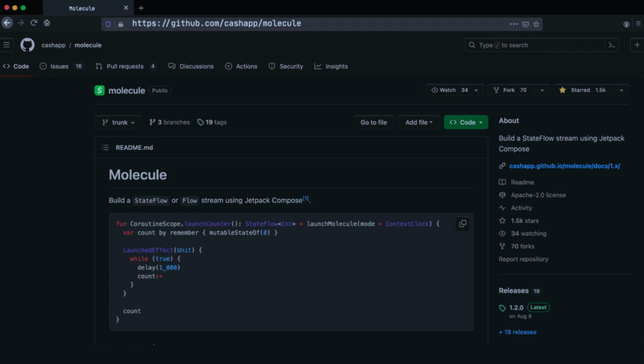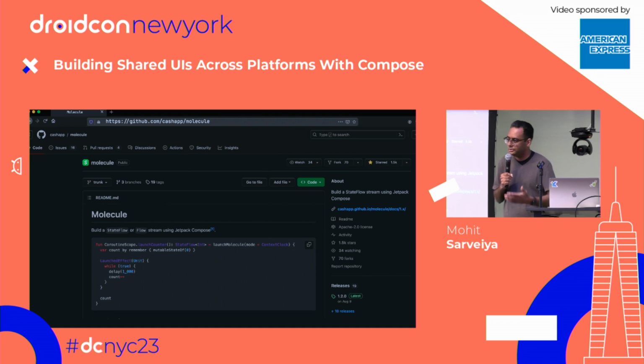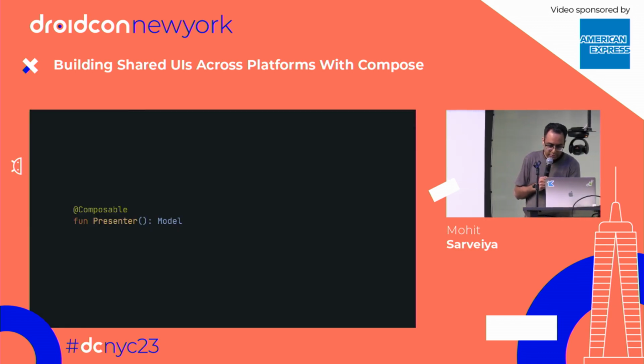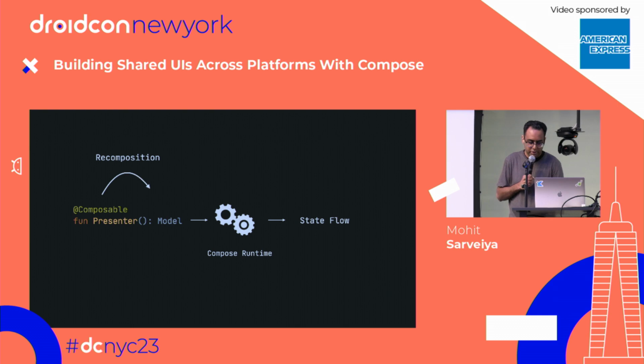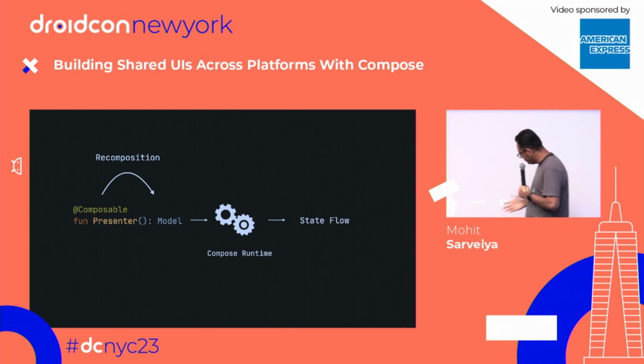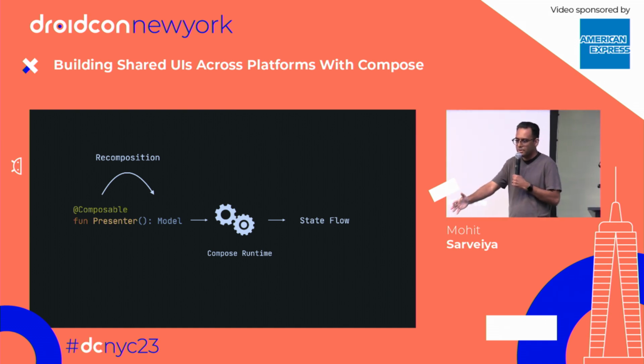This library allows you to create a stream of UI states that I want to show to the UI. And why did I include this? Because it has multiplatform support. You can use it on iOS, you can use it on Android, and the way it works is that you have a presenter and you hook it up to the Compose runtime. When you hook it up, the library creates a StateFlow, and whenever a recomposition happens, it pushes a new state to the StateFlow when you're listening to it.